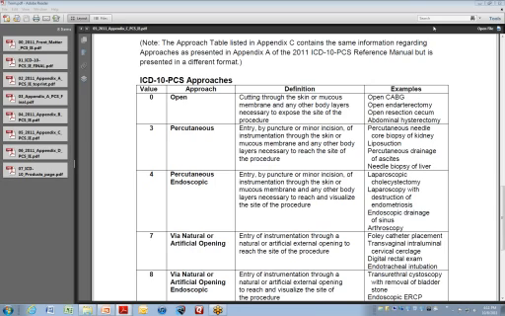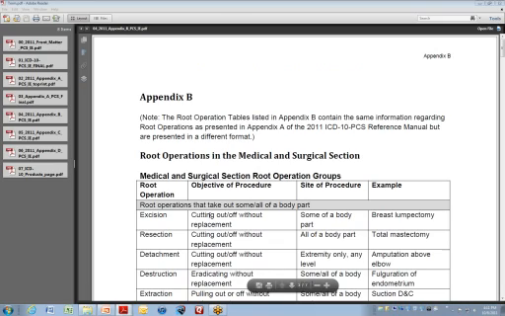we will be able to find the correct and proper codes. Looking at the root operations, here is your excision again, and resection. These were the terms that I used in that example. They're both cutting out or off without replacement. The difference is that an excision is some of a body part, like a lumpectomy. A resection is all of a body part, like a total mastectomy.